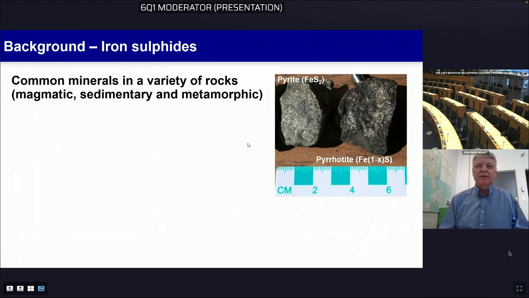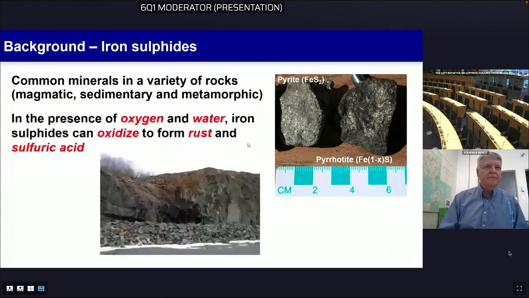So, very nice presentation by Dr. Lehman. We all know that pyrite and pyrrhotite are common minerals in various rock types. And in the presence of oxygen and water, iron sulfides will oxidize and form rust and sulfuric acid.